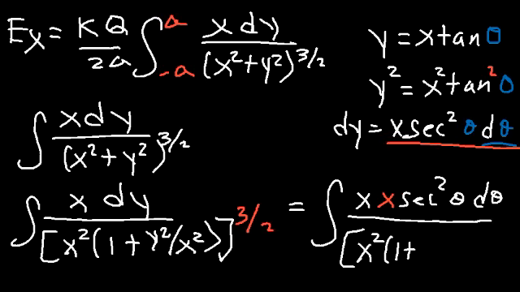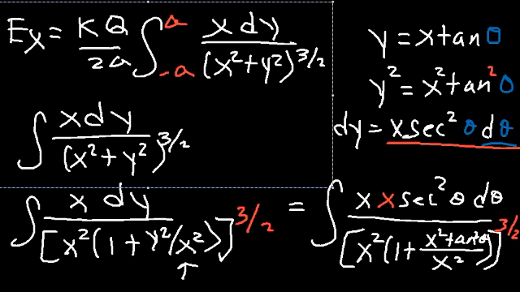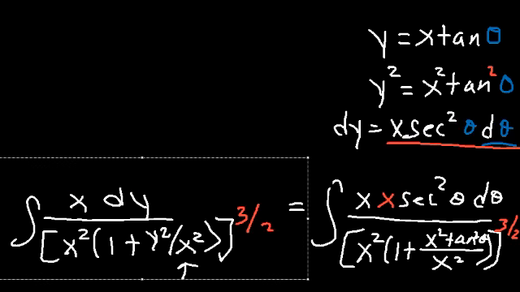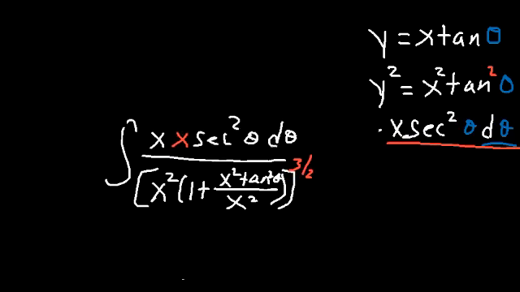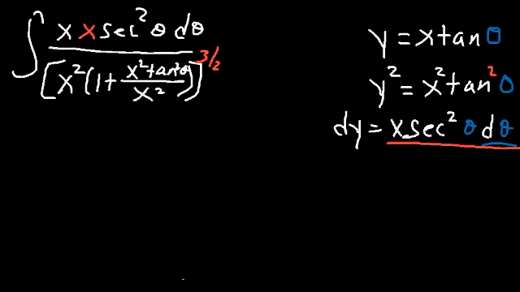Now our next step is to replace y squared. Let's replace it with x squared tangent squared theta. So we're going to have x squared tan squared divided by this x squared, and this is all raised to the 3/2. So let's keep that in mind. As always, I'm running out of space, which is a problem. Let's move this over here.